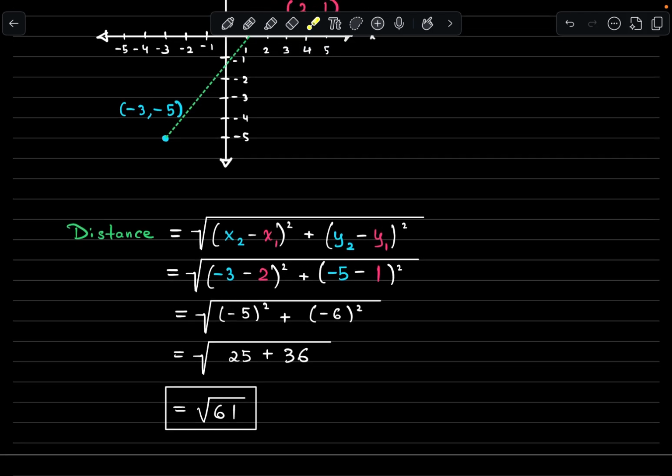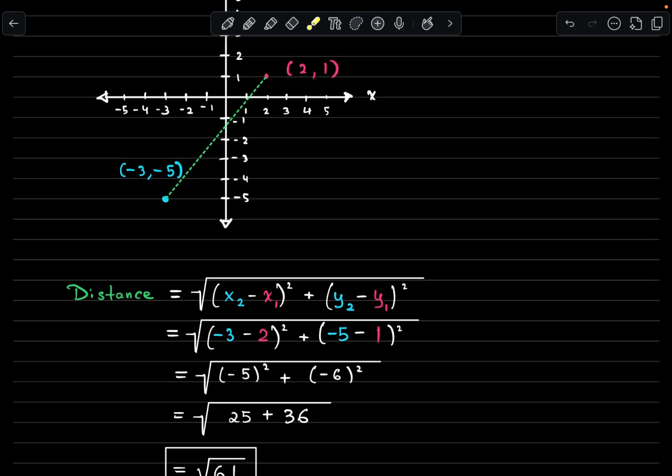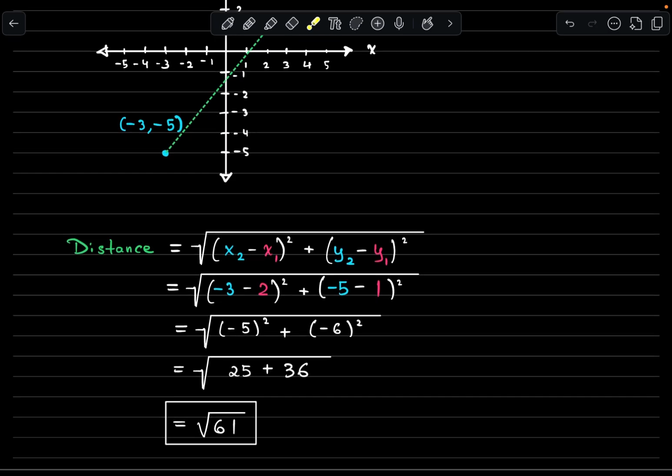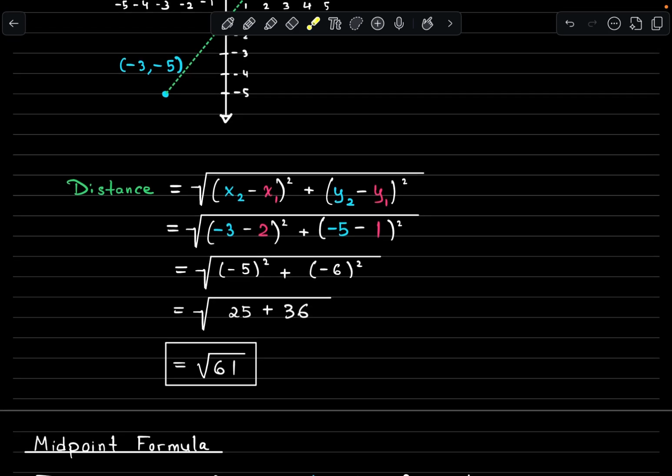Okay, and you can do this with any pair of points. You can do this between multiple points if we're considering some shape like a triangle or a square or something like that. This is a very valuable formula, very useful formula.